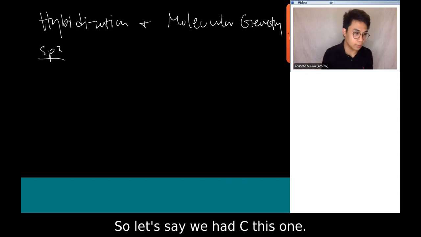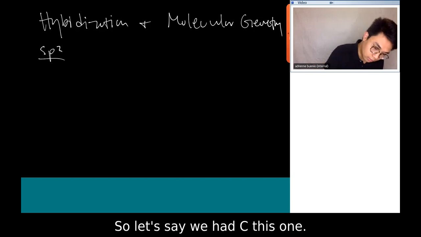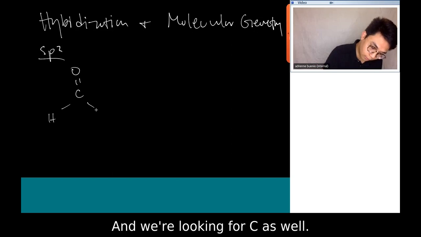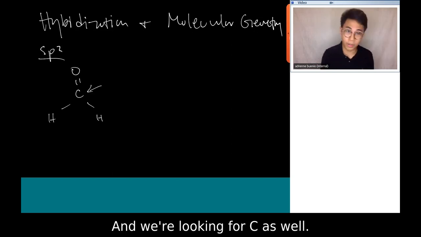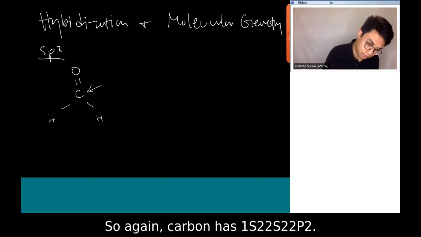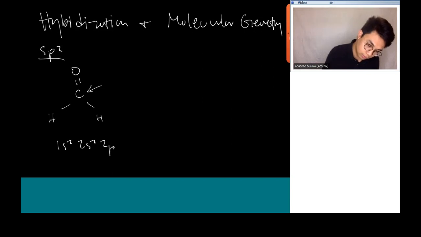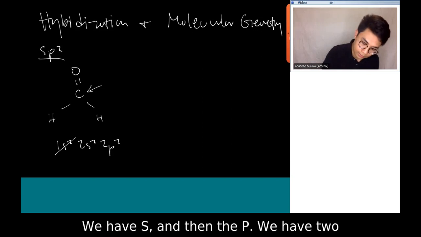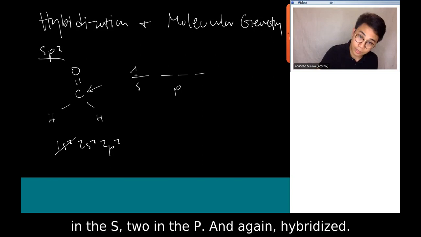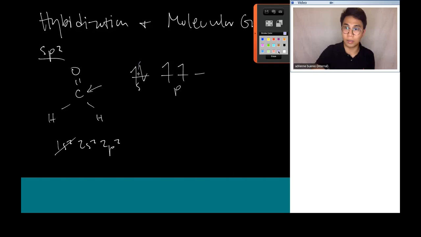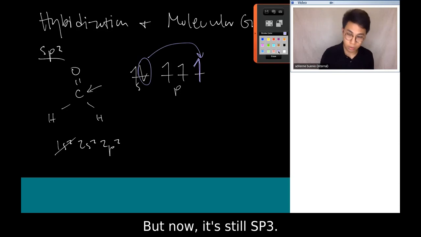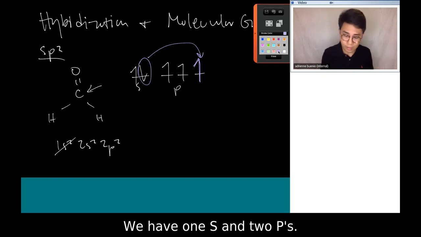So pretty much the same thing. Let's say we had C, and we're looking for C as well, right? So again, carbon has 1s2, 2s2, 2p2. So cross that out. We have the S, and then the P. We have two in the S, two in the P, and again hybridized, right? But now it's still sp3, right? We have one S and two P's.